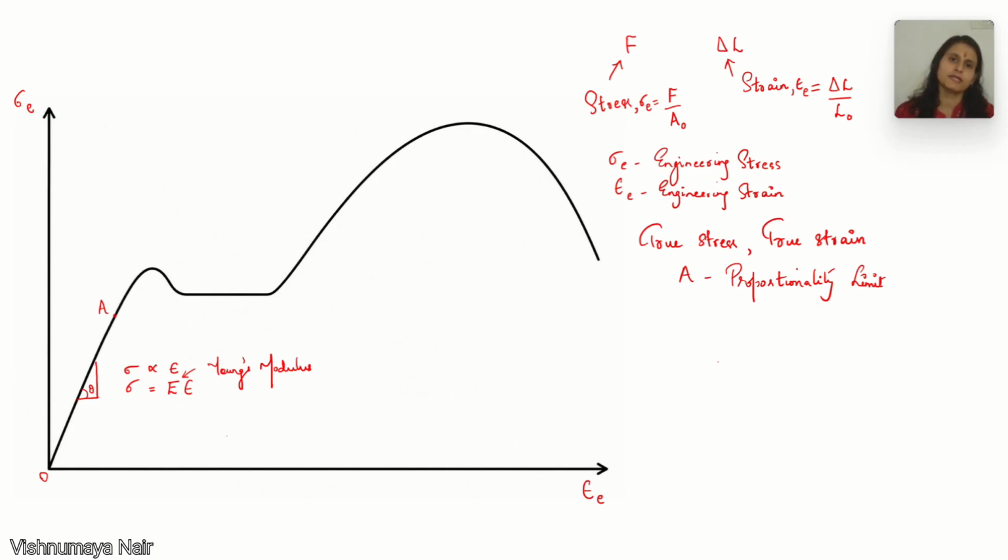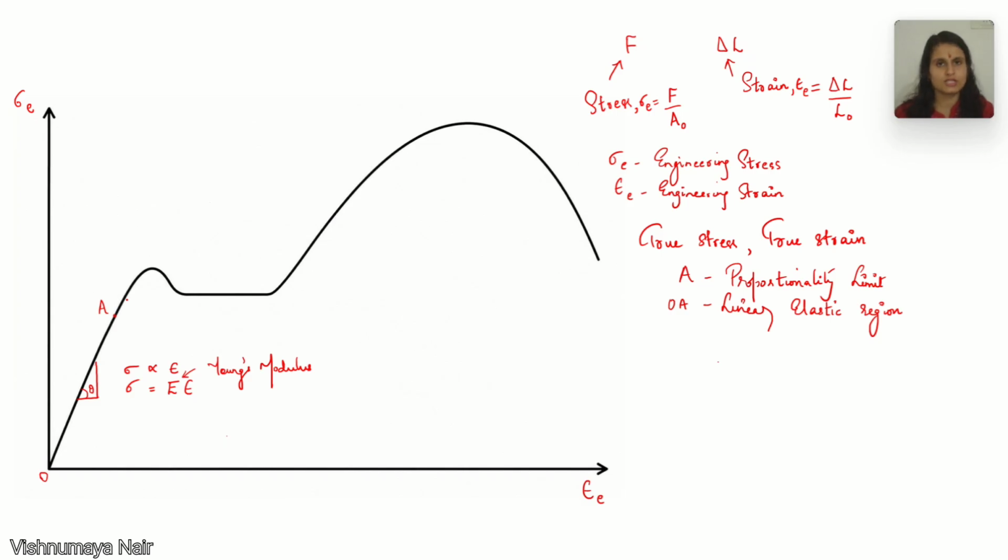Now, after stretching the material, if we release the tension, then these atoms return to their original positions, which means that the specimen regains its original shape and size. So the material behaves elastically within this region. So this is not just a linear region, this is a linear elastic region. So OA is the linear elastic region. The material behaves elastically here.